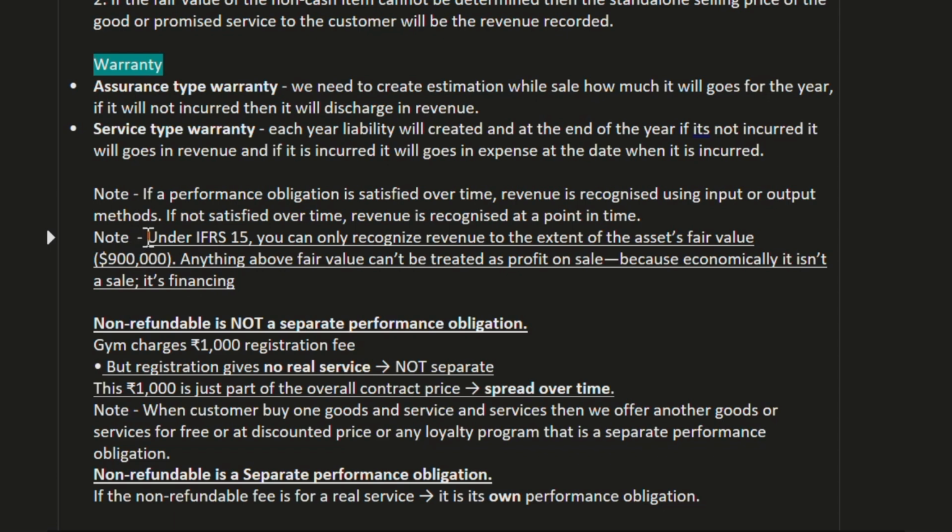For example, the asset's sales amount is 1 million and the asset's fair value is 900. So 900 we can recognize under revenue. Anything above fair value, in this scenario 100,000, can't be treated as a profit on sales, because economically it is not a sale, it is financing. So here it will come under financing, not under profit. As per IFRS 15, anything above fair value cannot be treated as a profit on sale.